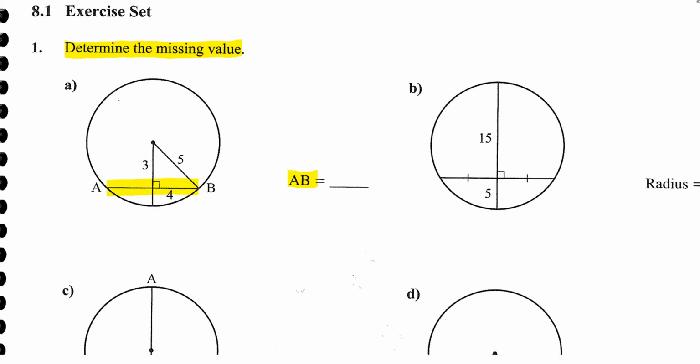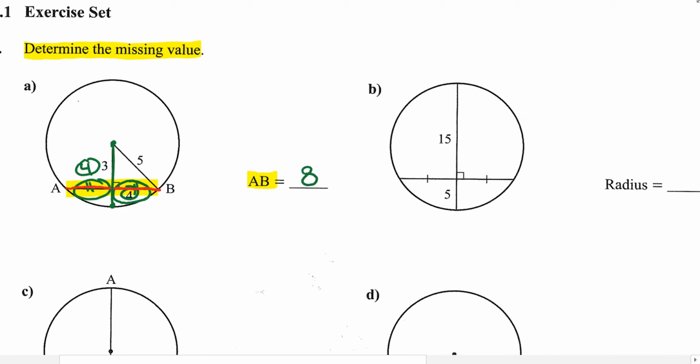For this particular problem, we just need to understand our basic chord properties. If you have a radius that's starting from the center and going to the edge of the circle, and if it intersects any chord, which is this red chord right here, what that means is these two lengths have to be equal. So if this length right here is 4, then this length here also has to be 4. So 4 plus 4 gives you a length of 8. So the length of chord AB is 8. Okay, so that's it for that particular problem.